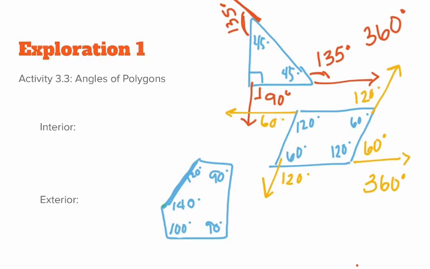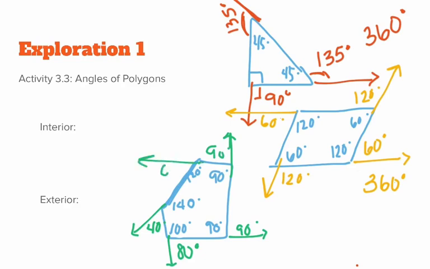If I extend this angle here, we got a 40 degree exterior angle because 180 minus 40. Extend this one, that'd be 80 degrees. Got a nice 90, so this is going to be 90. 90 again, it's marked right. And then this last one's 120, so that's 60 degrees. Now, if you add all of those up, you'll see that they also add to a total of 360 degrees.